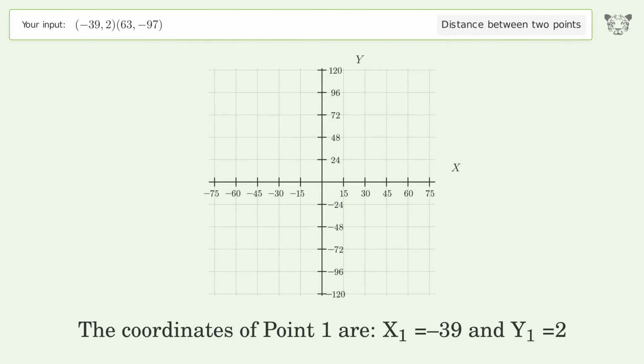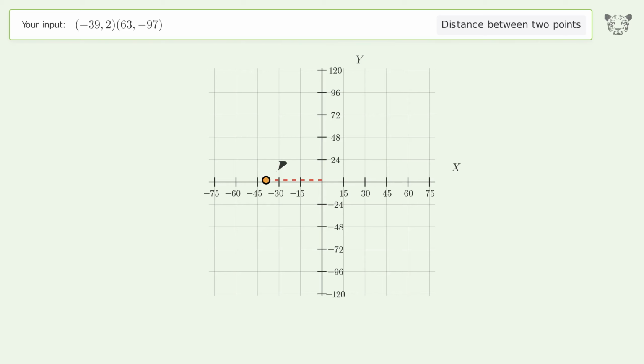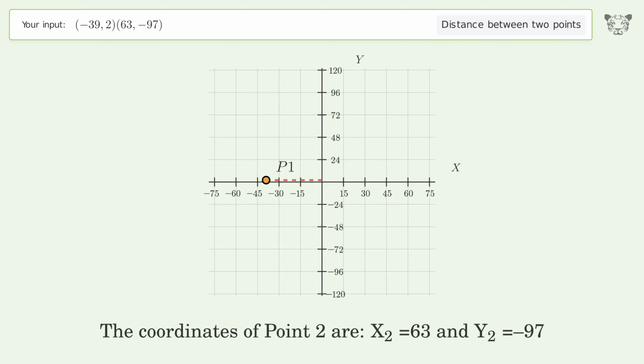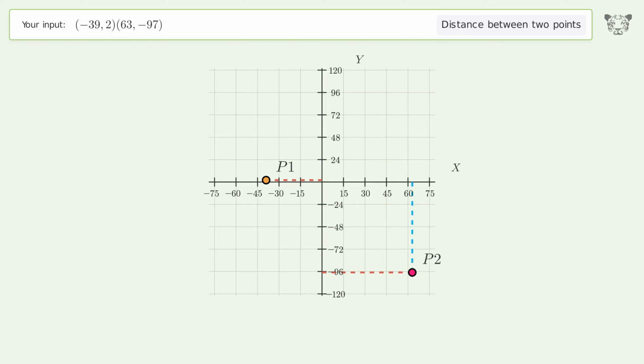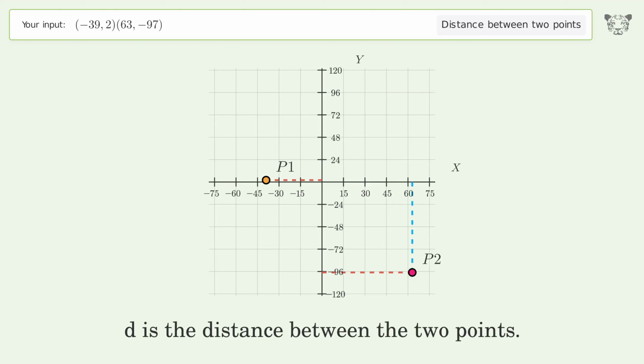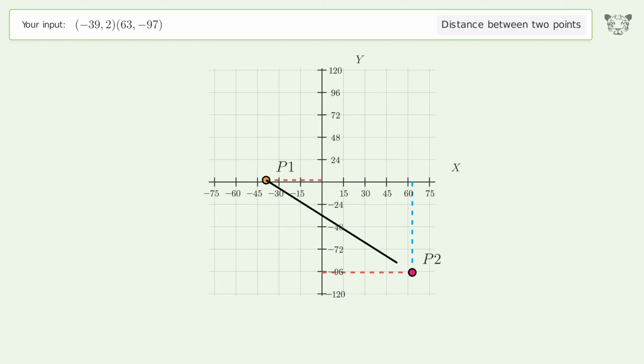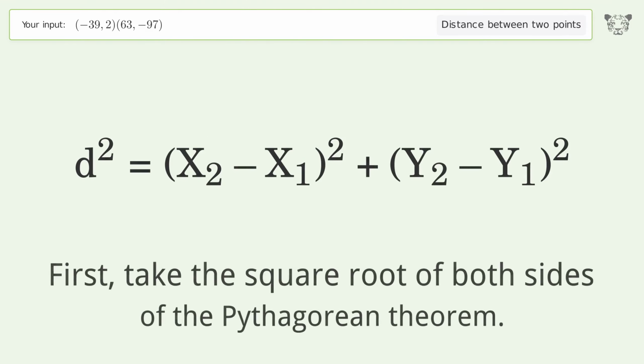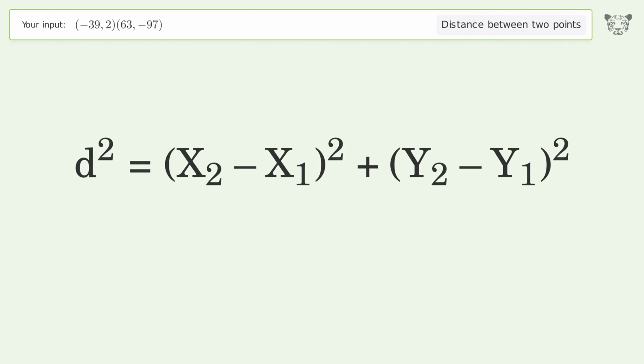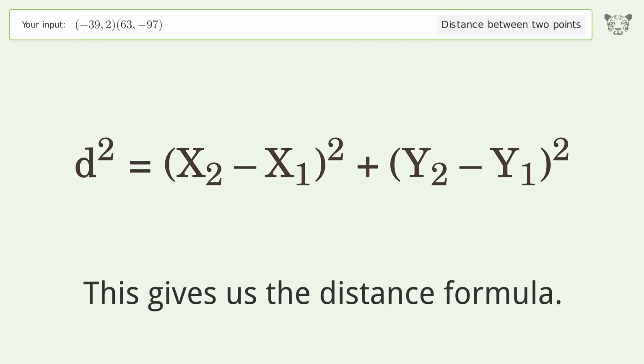The coordinates of point 1 are x1 equals -39 and y1 equals 2. The coordinates of point 2 are x2 equals 63 and y2 equals -97. D is the distance between the 2 points. First, take the square root of both sides of the Pythagorean theorem. This gives us the distance formula.